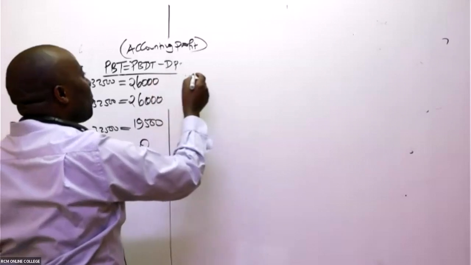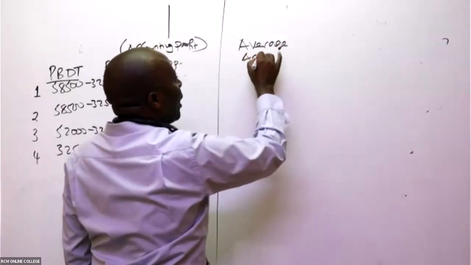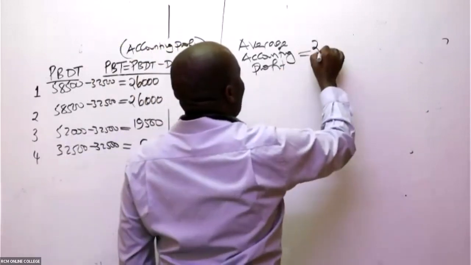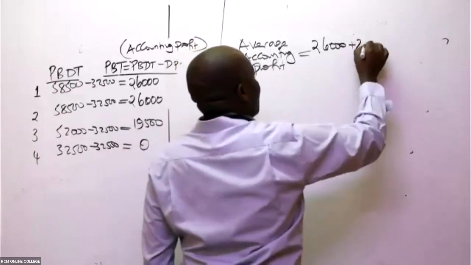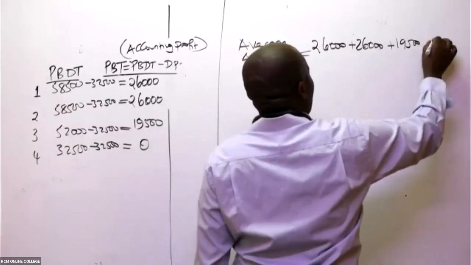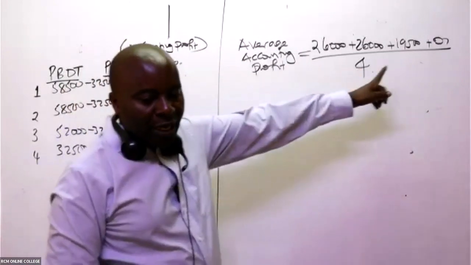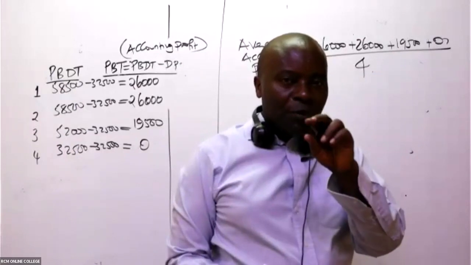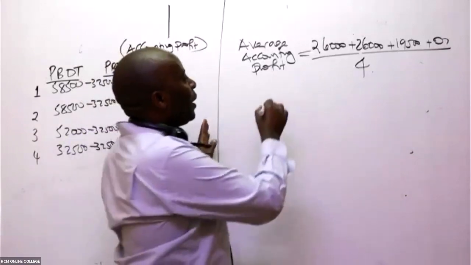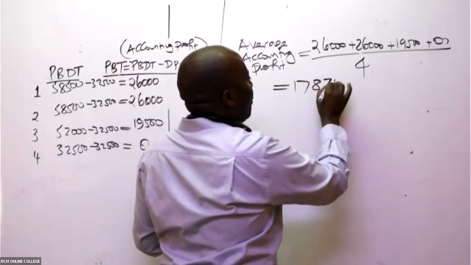Once you give me these accounting profits, remember in the numerator, I need to average them. So give me the average accounting profit, which will be 26,000 plus 26,000 plus 19,500 plus 0, divided by 4 years. Many students were able to reach here, but they thought that 0 cannot be accounted for, so they were dividing by 3, which was wrong. So this gives us 17,875.